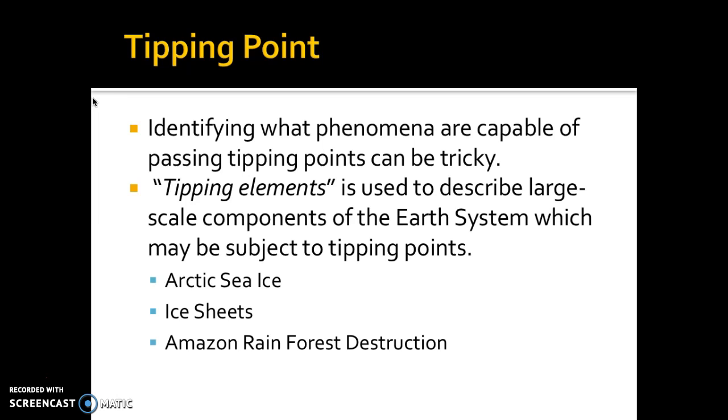So people are very concerned about the impact of tipping points when it comes to ice melt, the loss of glaciers, and rainforest destruction, particularly the Amazonian rainforest, because it is the biggest rainforest on Earth.